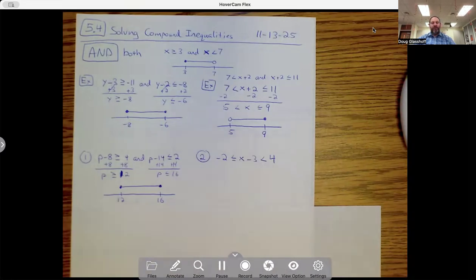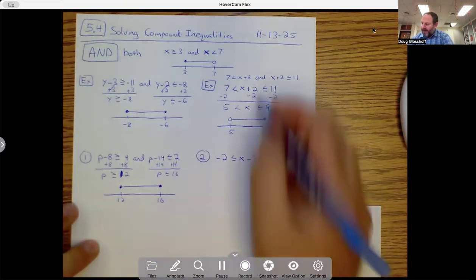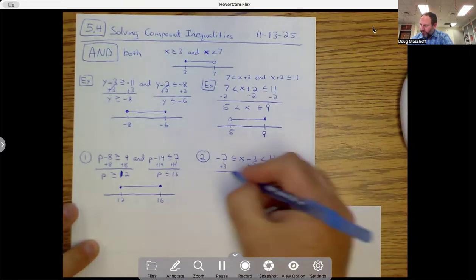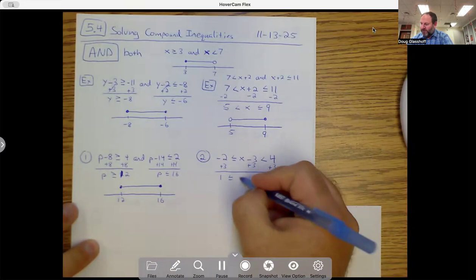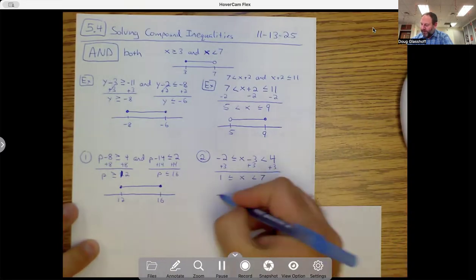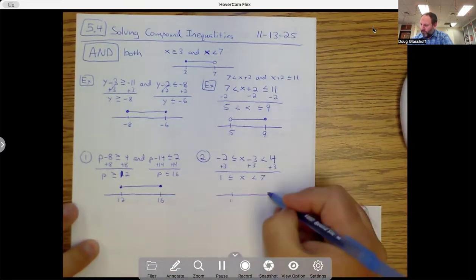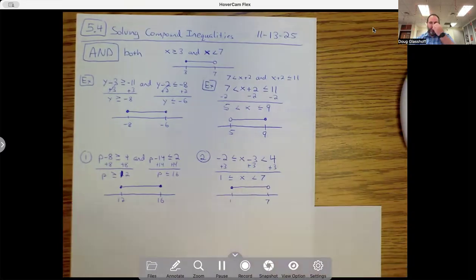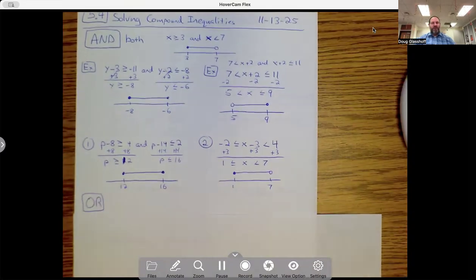All right. Number 2, again, kind of like the last one, I'm just going to add 3 to everything. That leaves me 1 is less than or equal to x, which is less than or equal to 7. So everything in between 1 and 7, we'd have a closed circle on this end this time, open circle over there. So everything between 1 and 7 is what gives that to you. All right, so that's the first type of problem.